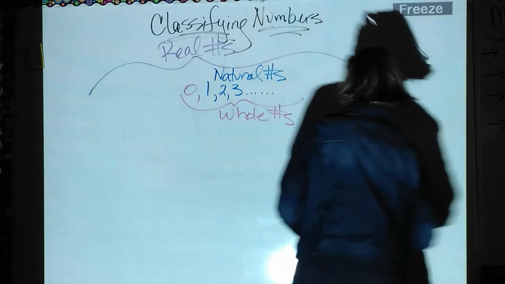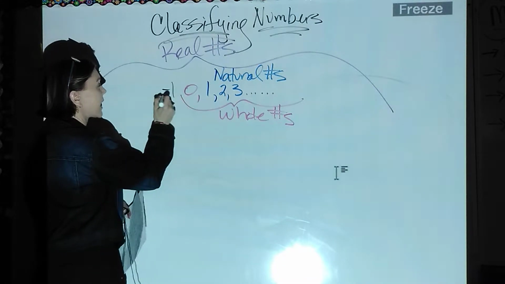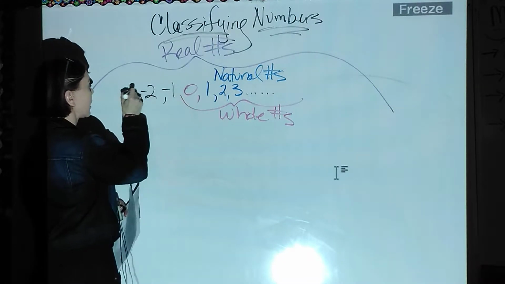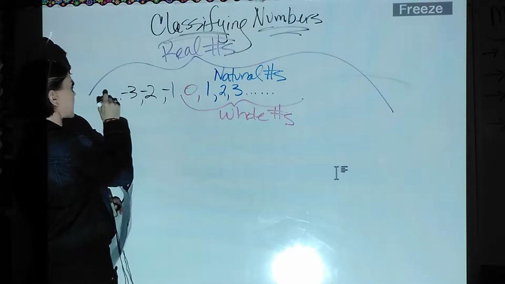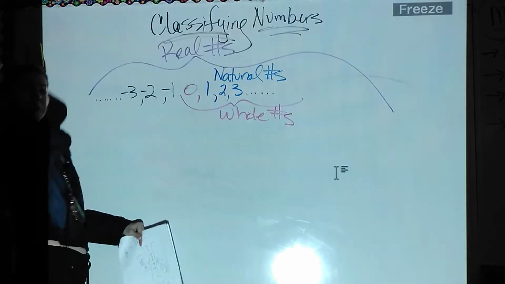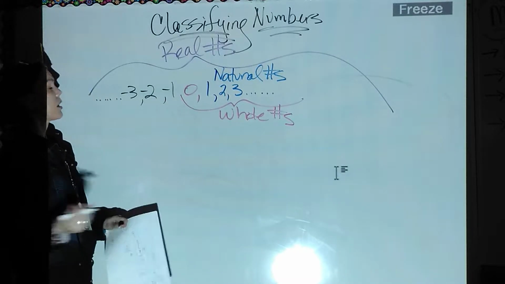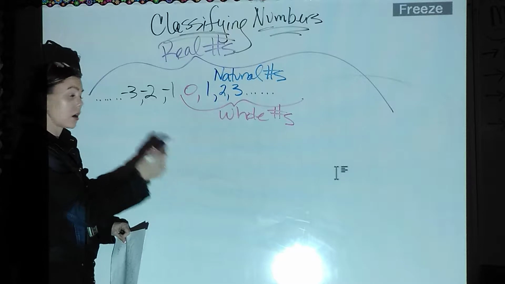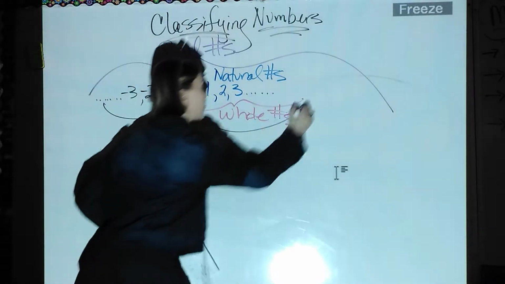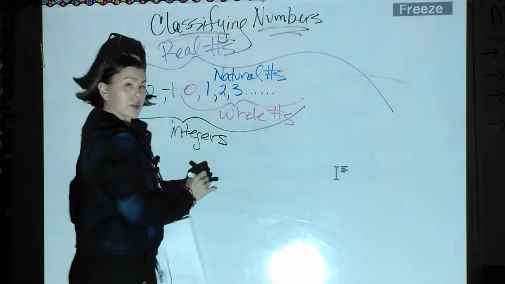Now we're going to go into, where is my green? I don't have green, so now I'm just going to have to choose what I have here. If I'm going to add the negative side of the number line, okay, if we start with a -1 and go on to infinity in the negative direction, okay, now we have added to the list, and now we're going to call all of these integers, okay, integers.